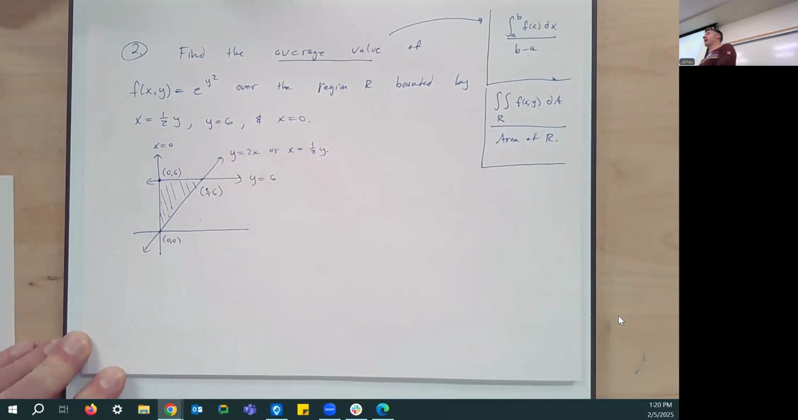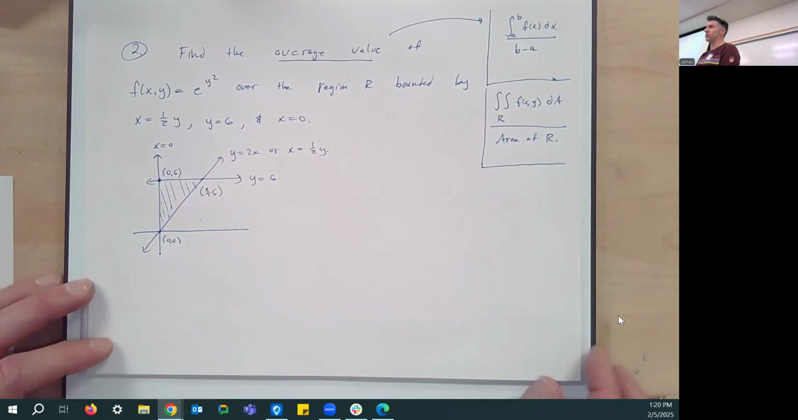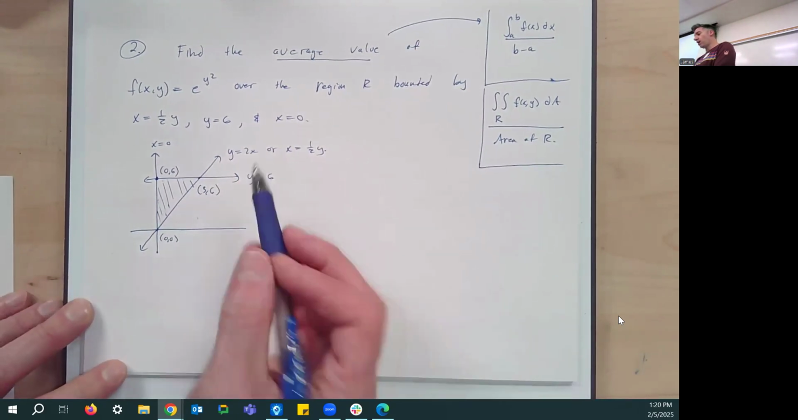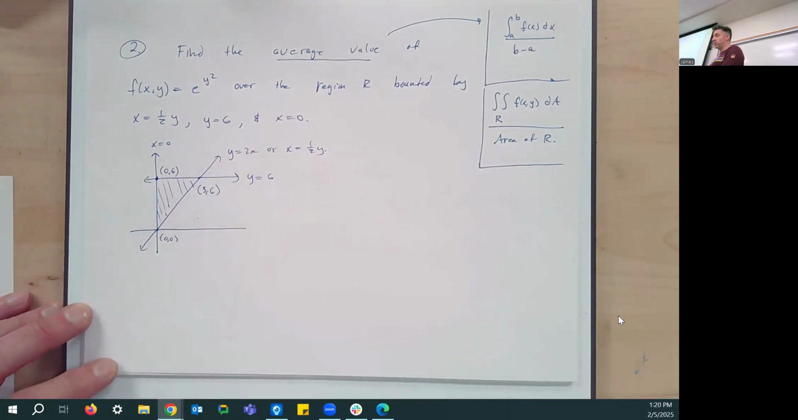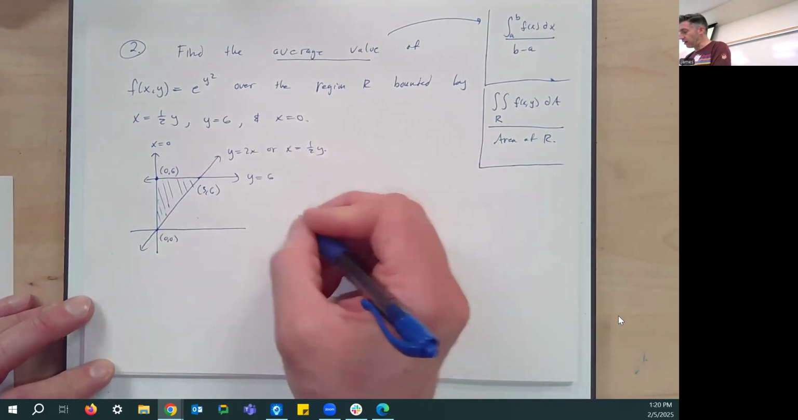So if you're describing any region other than a rectangle or square, you're going to have some function that has a variable in it, not just a constant. Again, so far he hasn't talked about that in class. I'm doing a little bit extra here, but this problem's just so good I can't help myself. All right, so let's go ahead and set up the average value.